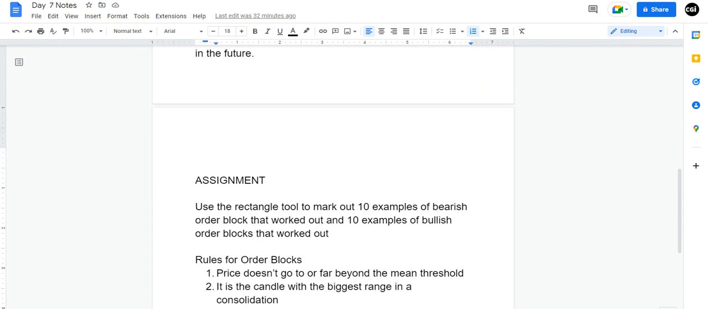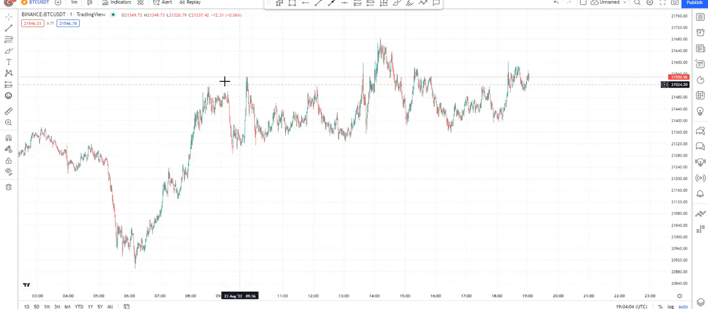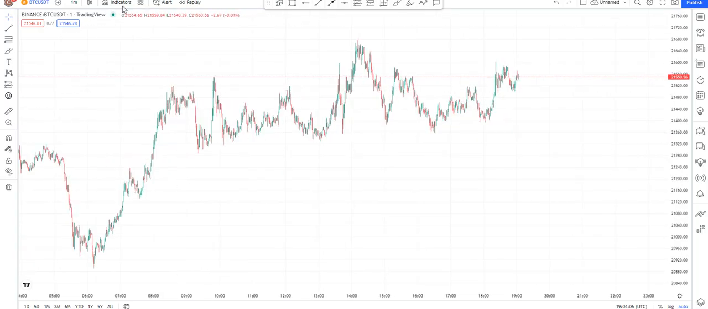Some people just marked wicks. Yes, you can mark the wick as the order block, but that's in certain cases, if you look on the lower time frame. You understand? I will send you guys a video on blending candlesticks. Let me try and give an example.